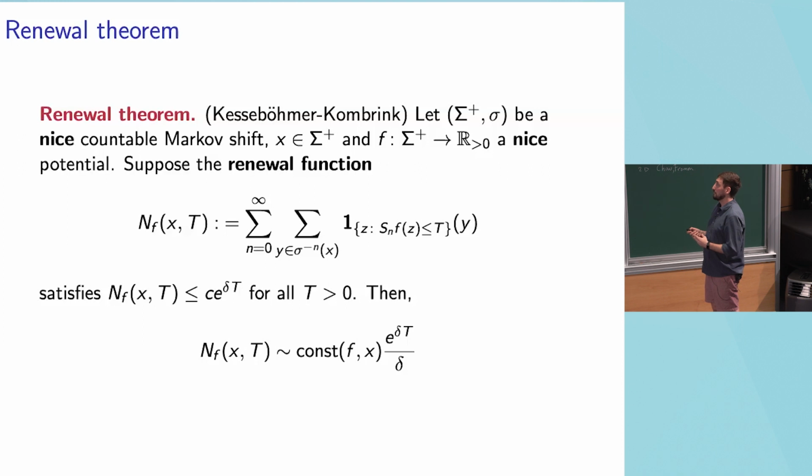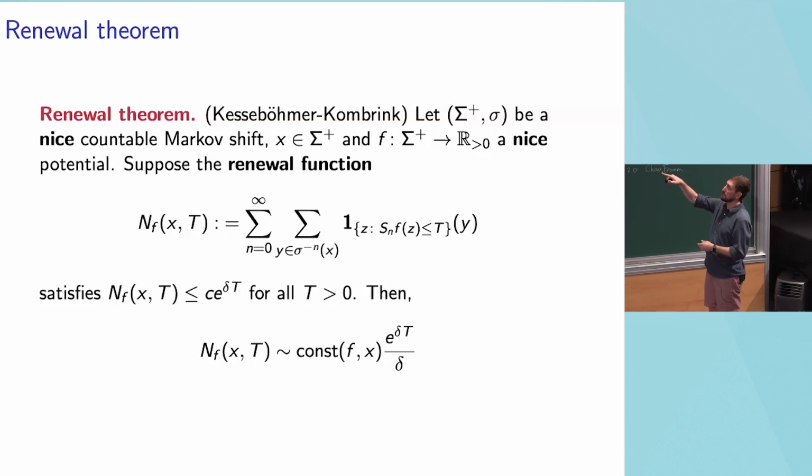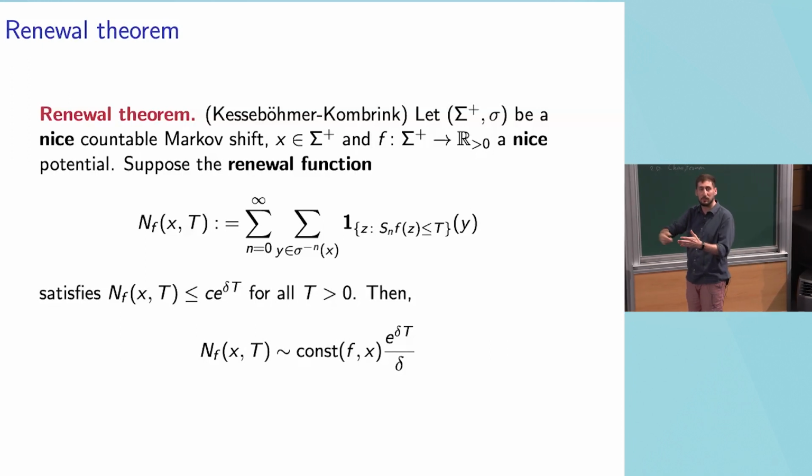So what is this renewal function? You fix a word x, and then you look at all the words in the n preimage of x that have f length at most t, and you count them as n varies. And the important part that I didn't put here is that the renewal function is called the renewal function because these sets kind of renew themselves in the shift.